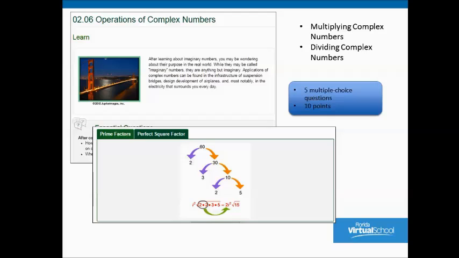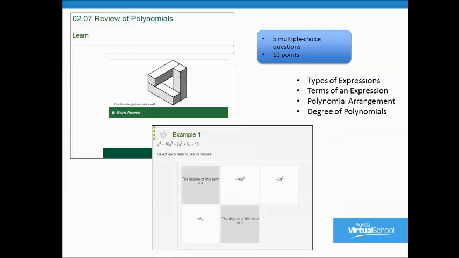2.06, operations with complex numbers. They learn how to multiply and divide complex numbers. We go back to factoring whenever the students get into complex numbers and teach them how to get the prime factors of specific numbers. So this example down here at the bottom shows them how to split 60 up, 30, 10 down to that prime factorization and how to get those perfect squares out. This assessment is 5 multiple choice questions worth 10 points.